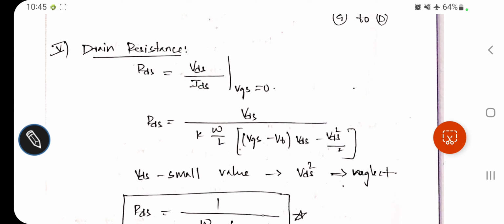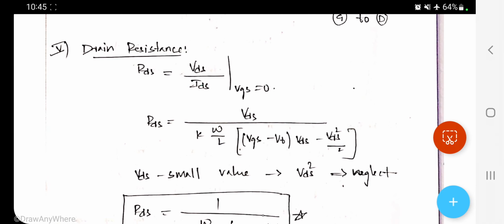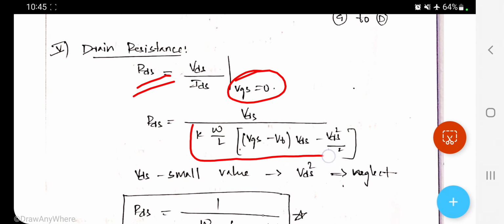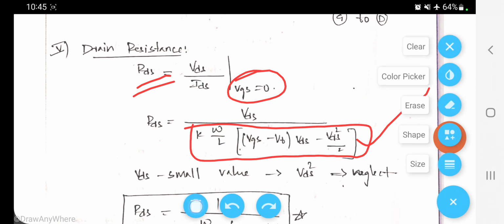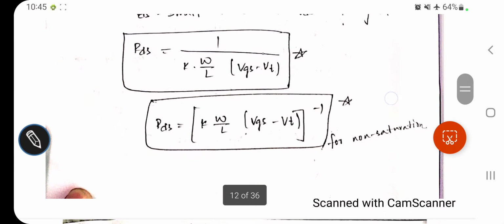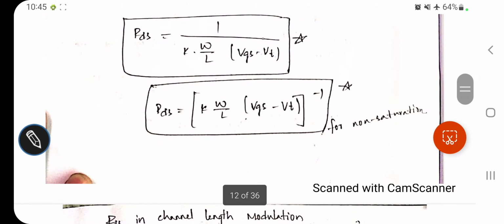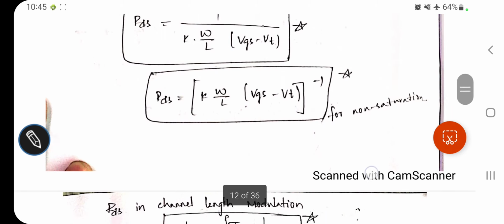Yes, VGS is taken as 0 for the drain resistance definition, but for the calculation purpose we consider that IDS is small. Non-saturation region means IDS is small, so that small IDS equation we are going to take, which is the non-saturation region equation, right? So we got RDS as K into W by L, if you take VGS minus VT in the numerator, to the power minus 1, for the non-saturation region only, right?